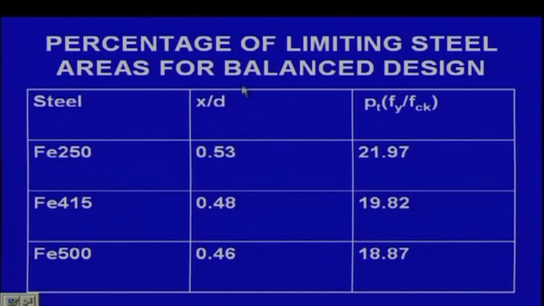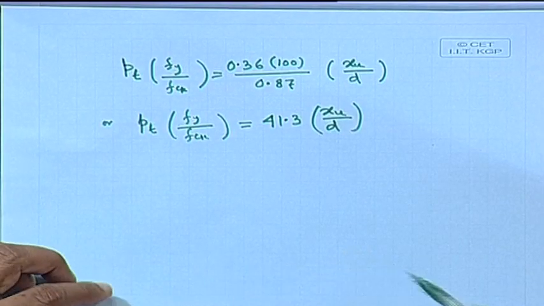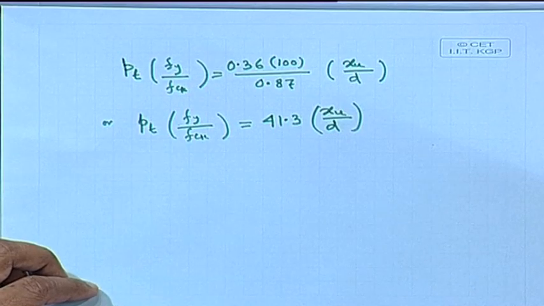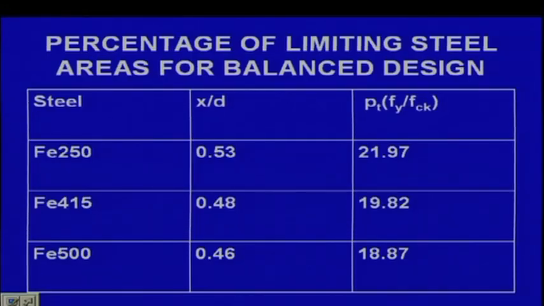We can find this out in IS 456 also, x by d, and the corresponding pt fy by fck we shall get closer to this value. Depending on the number of decimals you are considering, it may differ, or otherwise the value will come closer to 21.97, 19.82, 18.87.